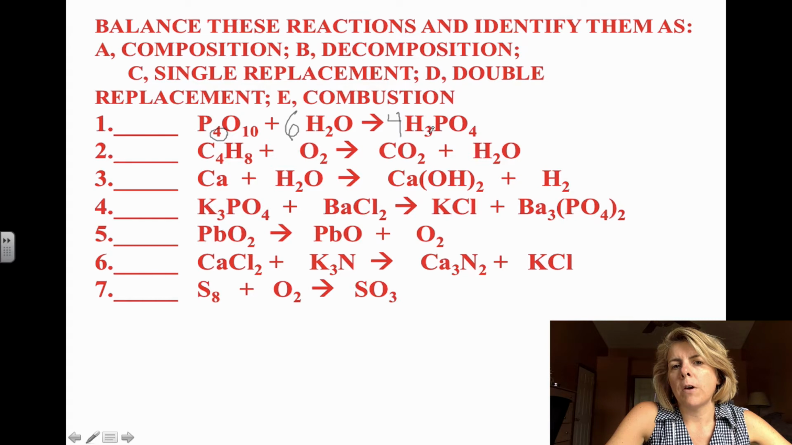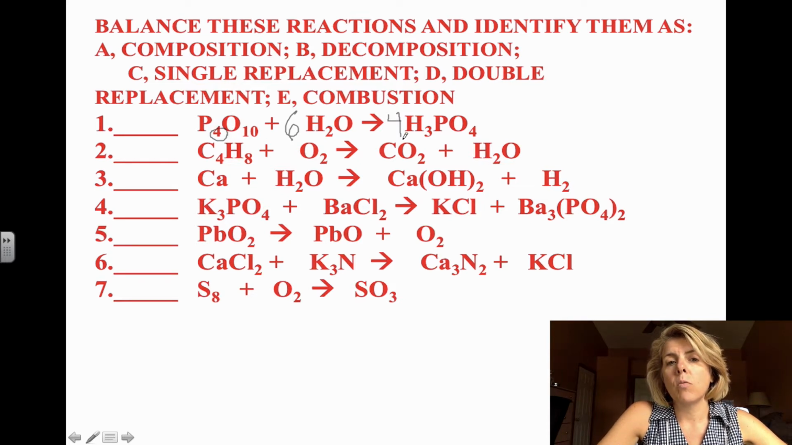So I have 12 hydrogen here, and 6 times 2 is 12. I have 16 oxygen here. Notice I have 6 times 1 is 6 oxygen plus 10. That gives me a total of 16 oxygen. So yes, that is balanced. Now the question is, what kind of reaction is it? Well, notice I only have one product. So guess what? This is a composition or a synthesis reaction.